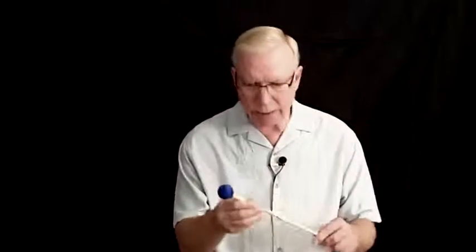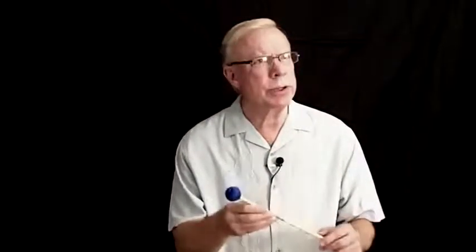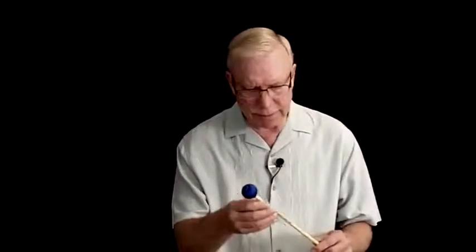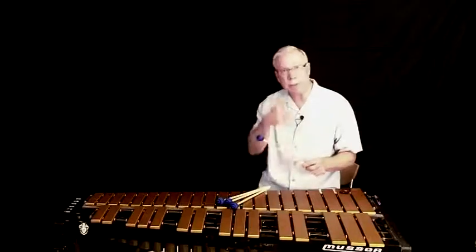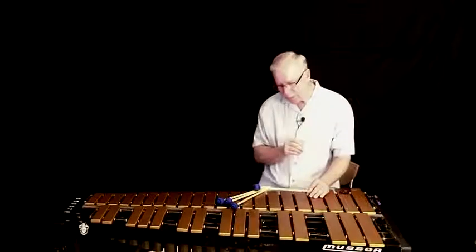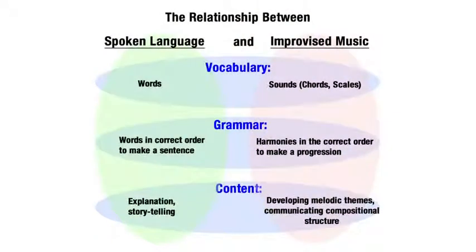There's also content. When I explain something, there's a certain order to it. The first statement introduces it. I'm going to tell you about this mallet. And then each sentence that I add adds to the story, tells how it was made, what the purpose of the different materials are, and so on. So it makes then a full explanation, a little story is told. So we have vocabulary, grammar, and content.